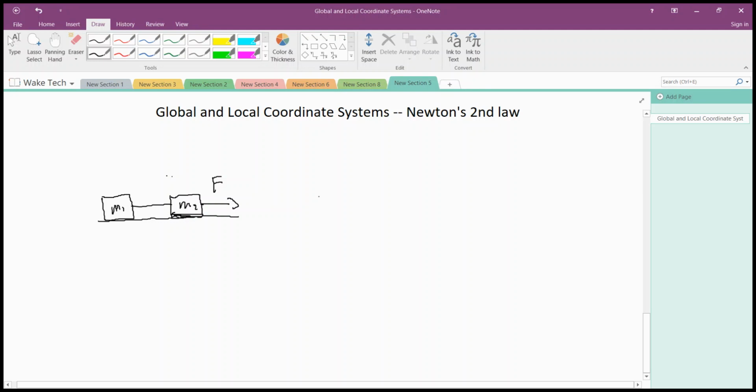We've talked about use of global and local coordinate systems with projectile motion. Let's now talk about using global and local coordinate systems when using Newton's second law to solve problems. As it turns out, everything is really the same.